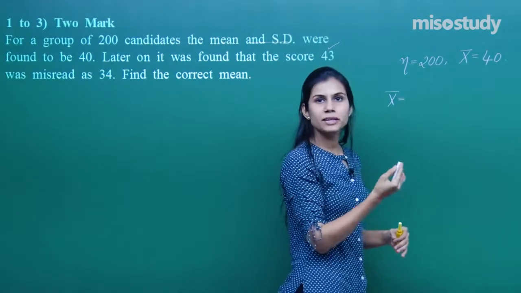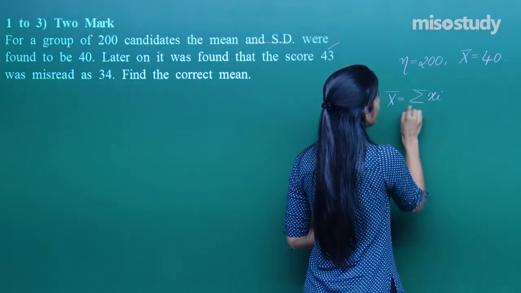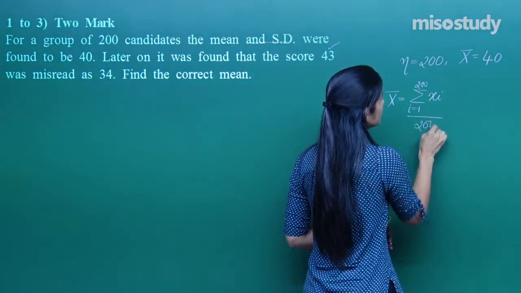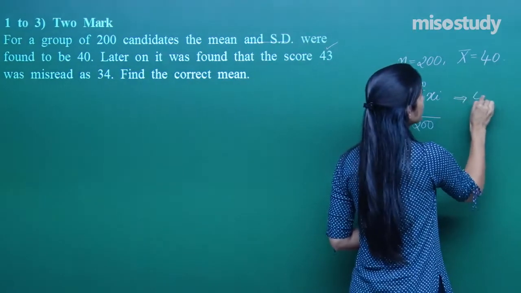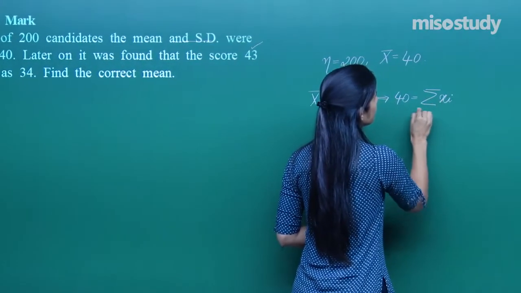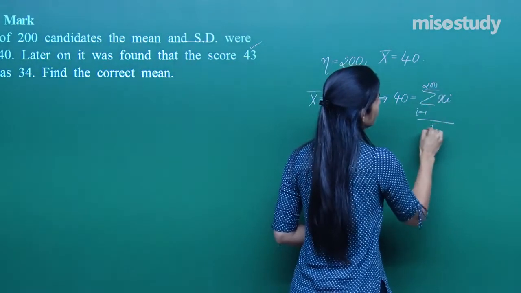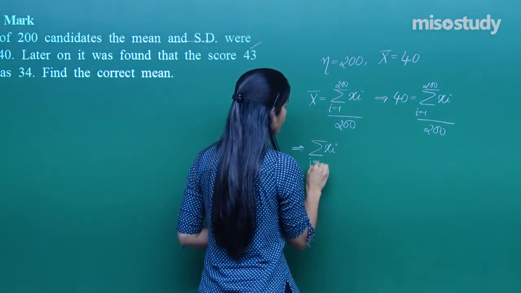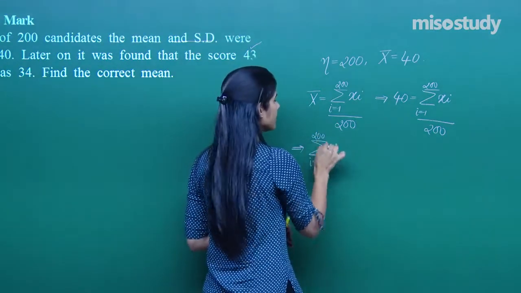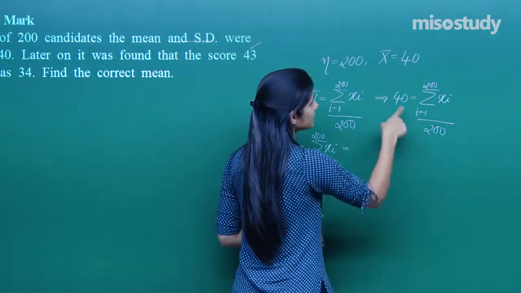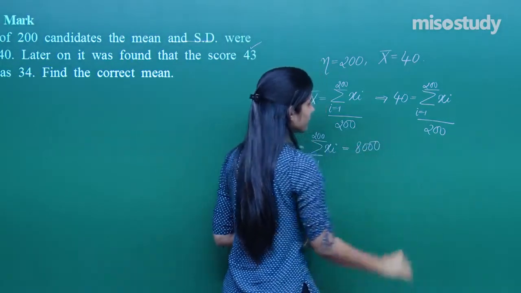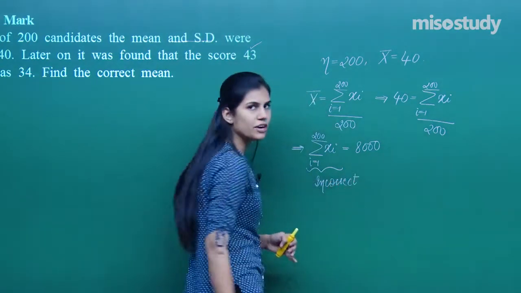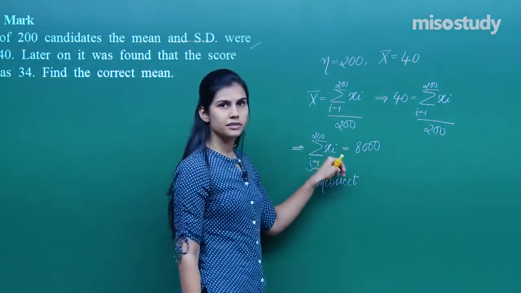So, if I talk about the general mean formula, what is that? It is summation xi, i varying from 1 to n, n is the total number of observations which is 200, whole upon n, that is 200. Right now it is given to me that mean is 40. So, this is summation xi, i running from 1 to 200 whole upon 200, which implies if I talk about the sum of all 200 observations, out of which one of the observations was 34 instead of 43, that is coming out to be 40 into 200, which is 8000. This is the incorrect summation of the 200 observations, because one of the observations is actually wrong in here, that is 34.